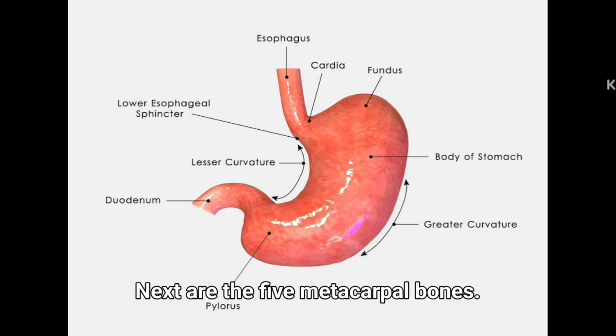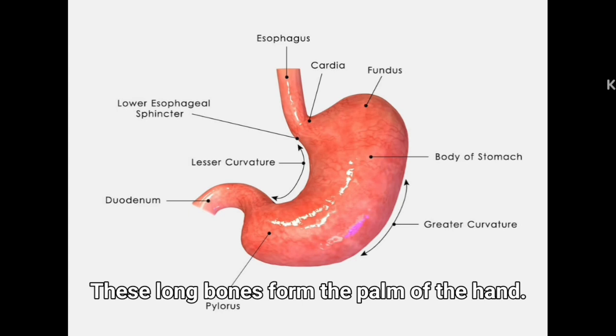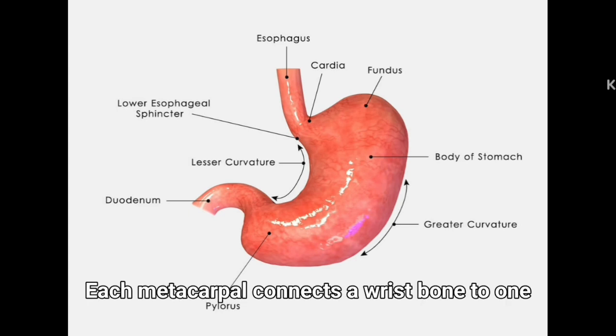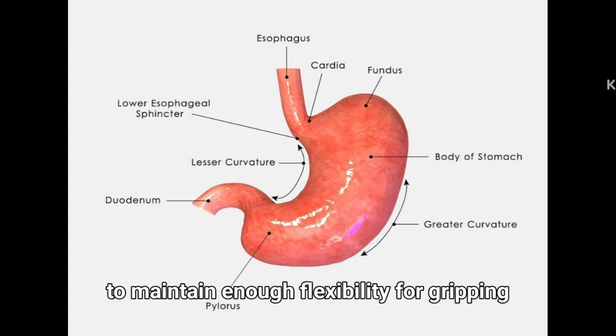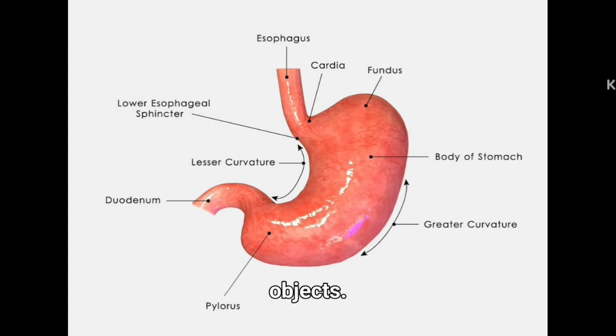Next are the 5 metacarpal bones. These long bones form the palm of the hand. Each metacarpal connects a wrist bone to one of the fingers. They provide strength while allowing the palm to maintain enough flexibility for gripping objects.